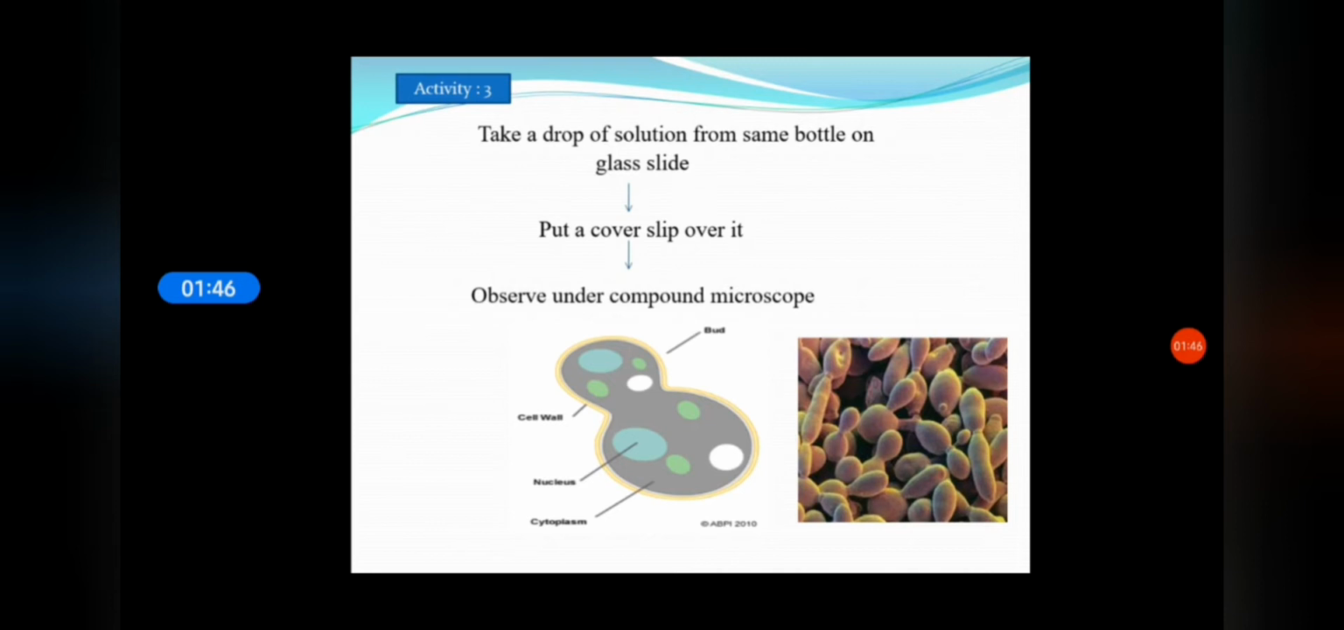Activity number 3. It is useful to observe the yeast under compound microscope. Take a drop of the solution from the same bottle on the glass slide, then put a cover slip over it. After observing under compound microscope, we would be able to see colorless oval cells, and these are the yeast cells. Some of those cells may have small round bodies attached to them. These are new daughter cells of yeast formed by the method of asexual reproduction called budding.